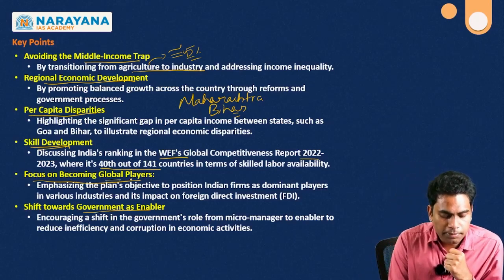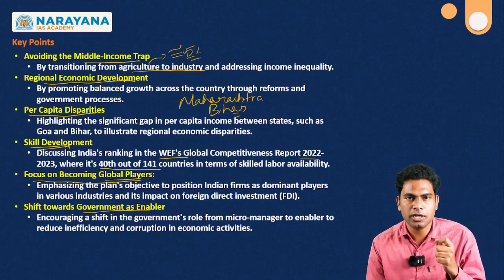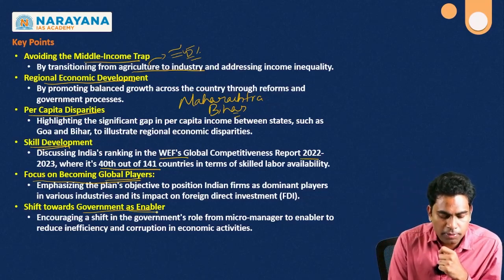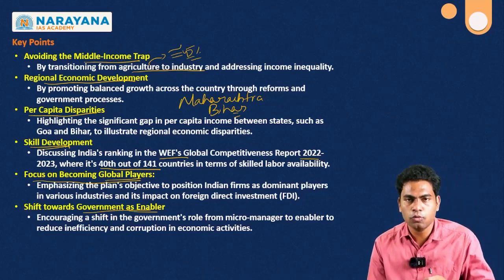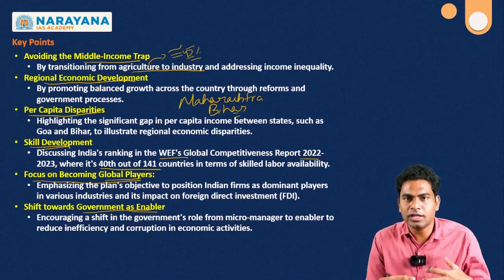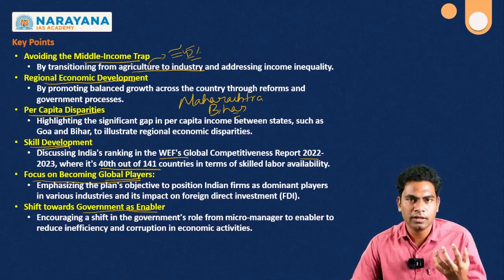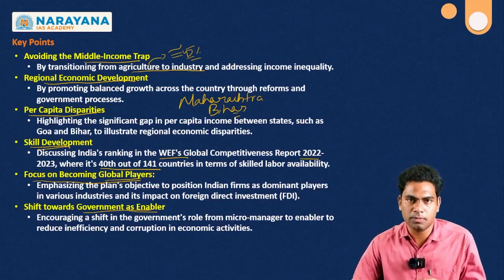Focusing on becoming a global player. We want to see that our industries compete at the global level and produce manufacturing goods that will have high demand in the global economy. Next, shifting towards government as an enabler. We want the government to be an enabler so that we could participate freely in the economy and realize our potential. So the regulations should not be constraining. Government should come forward and provide an environment where we could realize our potential.